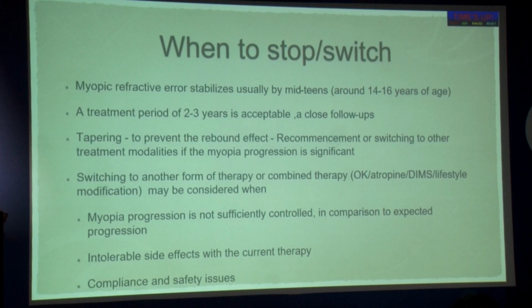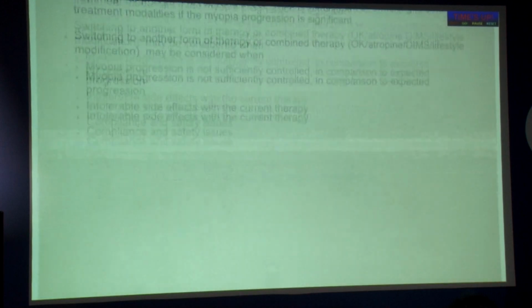Now, when to stop? When the myopia stabilizes, after a treatment period of 2 to 3 years. Whenever we taper the atropine and we find there is a progression of myopia, we may think of recommencement of the therapy, and switching from one therapy to another can also be considered when the myopia is progressing. So I think that's all we have in the present day for anti-myopia.